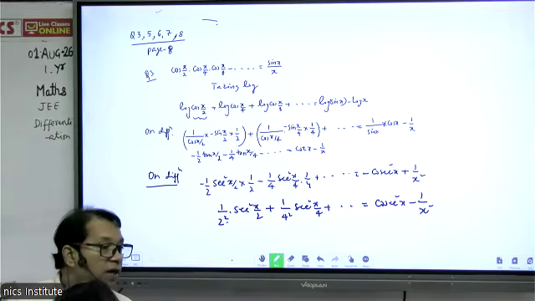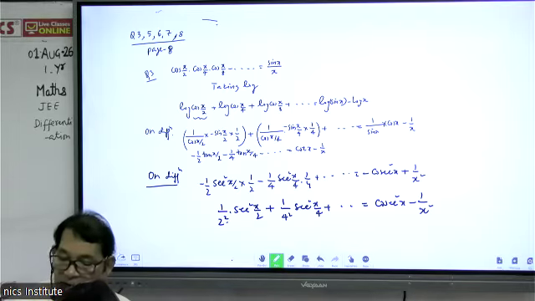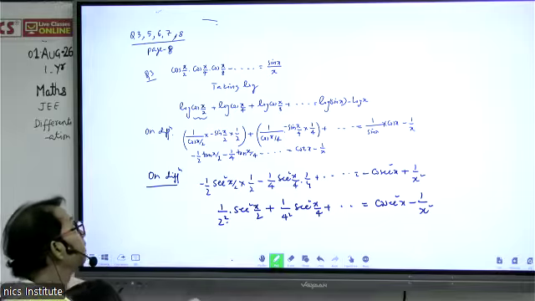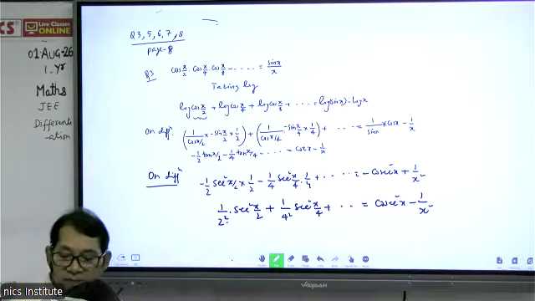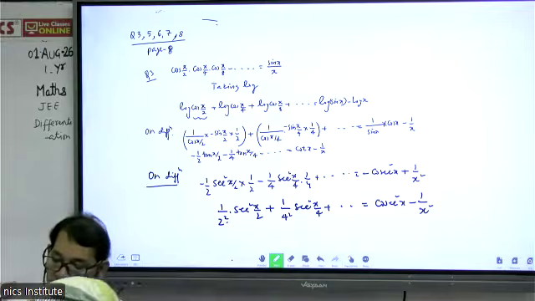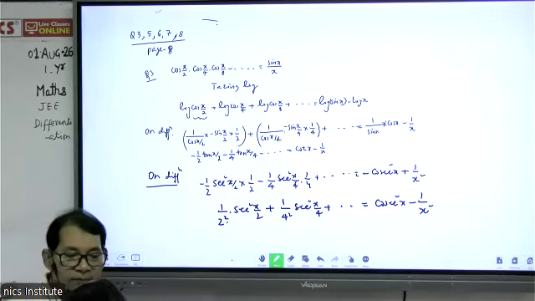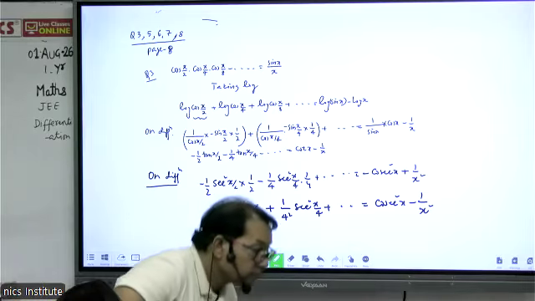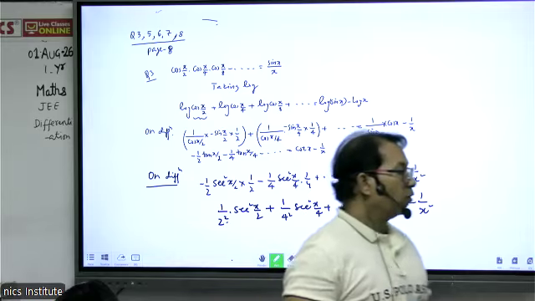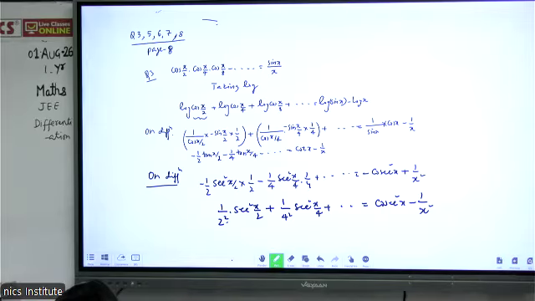In the fifth question, you have left hand side x to the power y, so you take log of both the sides. Function to the power function. Take log of both the sides and then differentiate. Log e to the base e is 1.